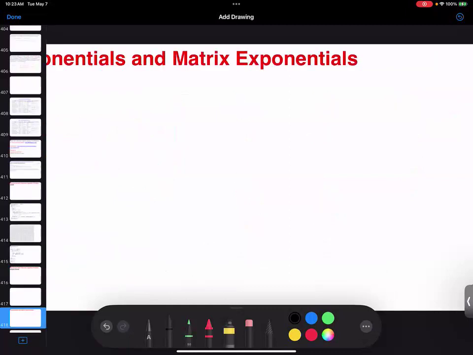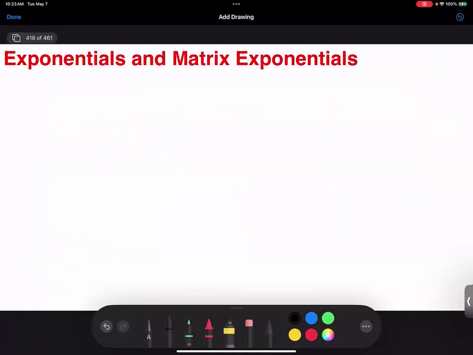Okay, so now going to exponentials. So if I give you e to the x, the definition of this is 1 plus x plus x squared over 2 factorial plus x cubed over 3 factorial plus dot dot dot. And this is the same as the sum, n goes from 0 to infinity, of x to the n over n factorial. What is e to the x times e to the y?